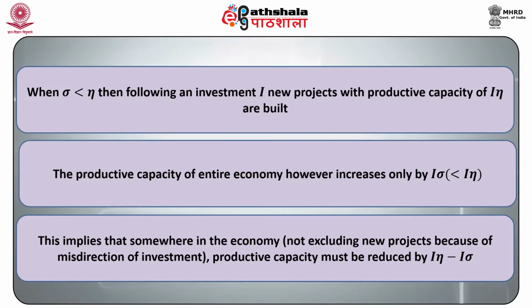Number 4, it is assumed by Domar that sigma and nu remain constant. The sixth feature of Domar model is when sigma is less than nu, then following an investment I, new projects with productive capacity of I into nu are built. The productive capacity of the entire economy, however, increases only by I into sigma, which is less than I into nu. This implies that somewhere in the economy, not excluding new projects because of misdirection of investment, productive capacity must be reduced by I nu minus I sigma.